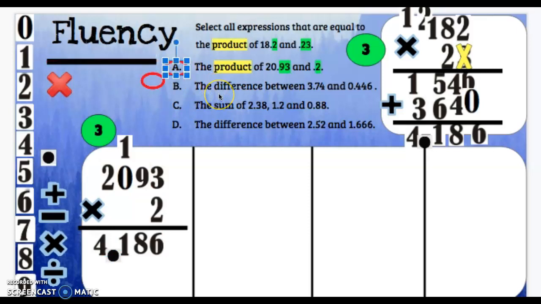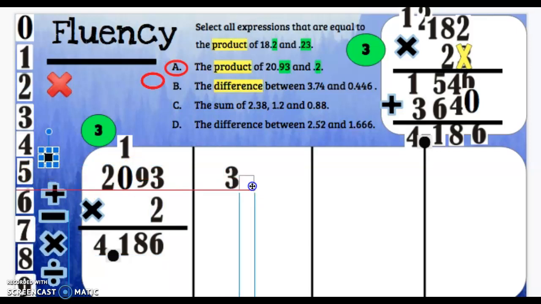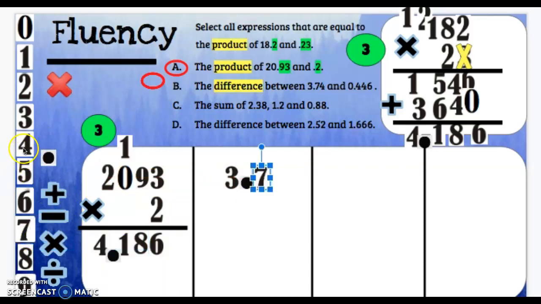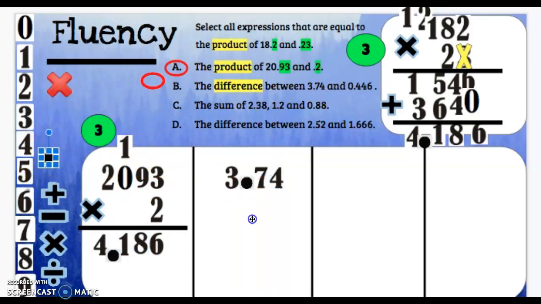And now I'm going to move on to the difference between 3 and 74 hundredths and 446 thousandths. So the difference is our important word here. So we need to know that difference means to subtract. So when we subtract, it's a little bit different than when we're multiplying because we need to make sure we line up our digits and our decimal points. So I put 3.74, and then I put my decimal point down, and I have a 0 in the ones place value, so I'm going to put a 0 in the ones place value.